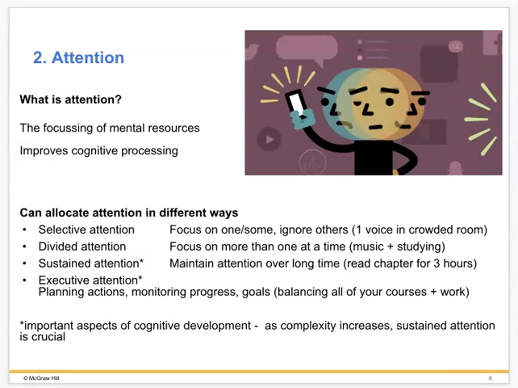And then finally, executive attention. And what that is about is being able to work on many things at one time while having the ability to attend to each of them as you're going, right? So planning actions, monitoring progress, balance goals, for example, balancing all of your courses plus your work. Just being able to monitor progress on things, deal with problems as they come up, solve the problems, and then switch your attention to one of the other activities that you are working on.